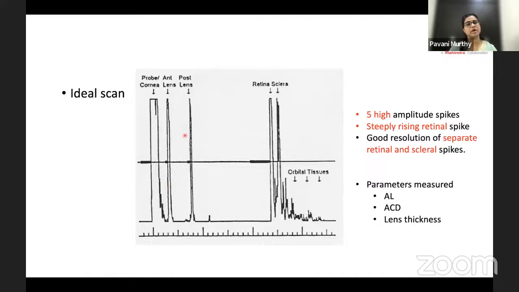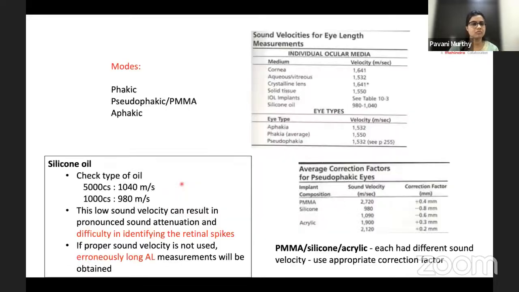This is an example of a high quality contact A-scan of a phakic eye, which shows 5 peaks. The first one is of the probe and the cornea, then the anterior lens, posterior lens, retina, and sclera. Such a high quality scan will have 5 high amplitude spikes with a steeply rising retinal spike. This is the steep rise which we are talking about, and a good resolution between the retina and the scleral spikes. The parameters which you can get from here are the axial length measurement, the AC depth, and the lens thickness.